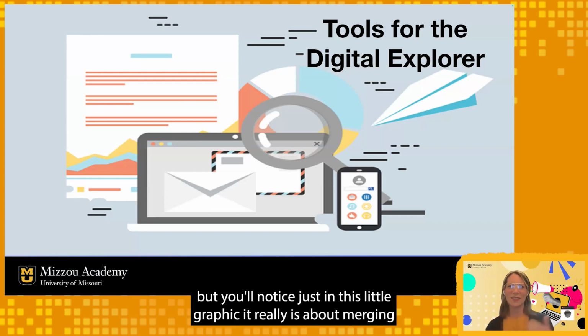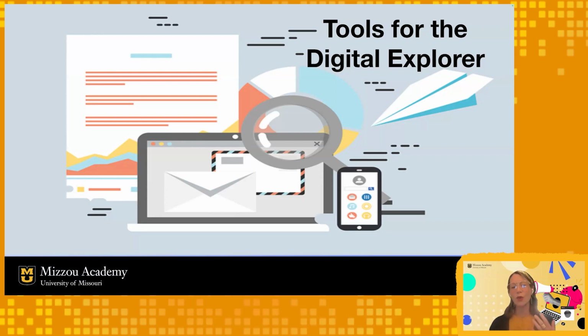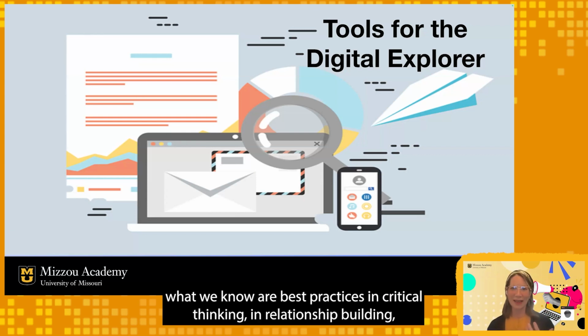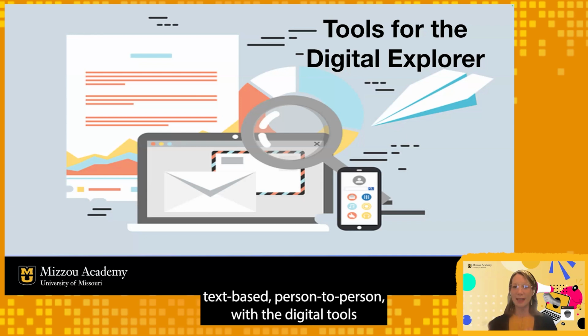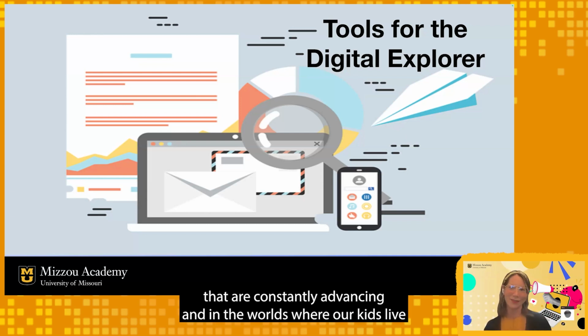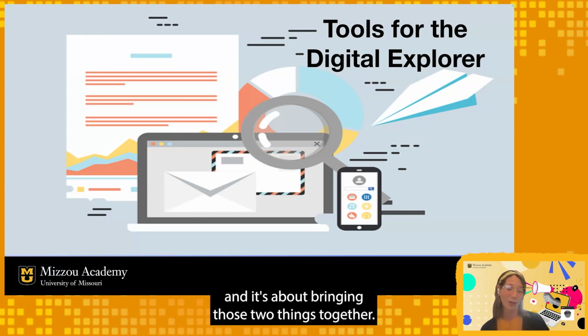So one of the things that I want to share with you is an activity that I use in our information literacy course. A little plug for that, newly updated for the 24-25 school year. We deal with a lot of digital literacy pieces in that. But you'll notice in this little graphic, it really is about merging what we know are best practices in critical thinking, in relationship building, in making connections in the real world, text-based, person-to-person, with the digital tools that are constantly advancing and in the worlds where our kids live. And it's about bringing those two things together.